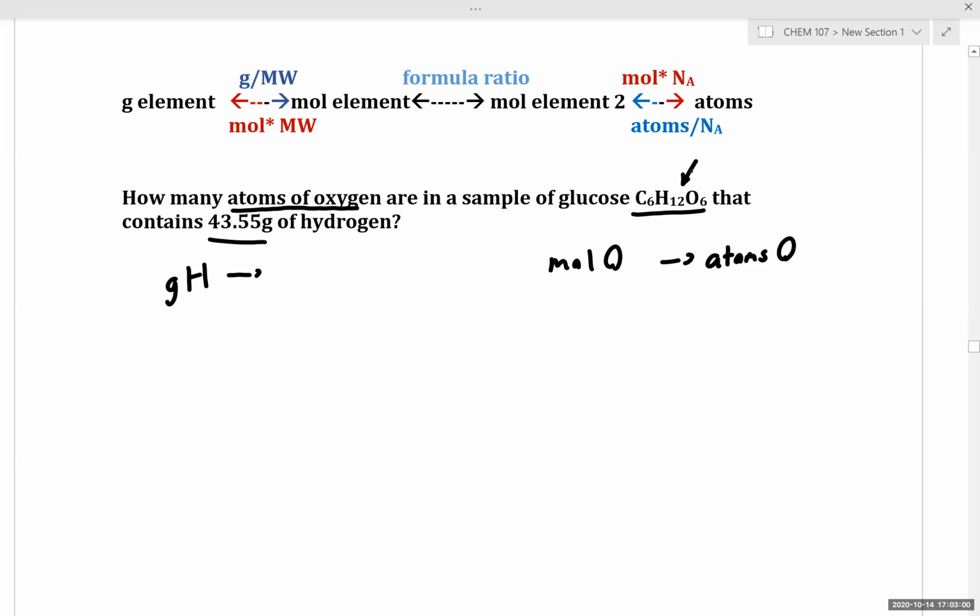Now, given that we have the formula, where can we get the moles of oxygen from if we start with the grams of hydrogen and we know our chemical?